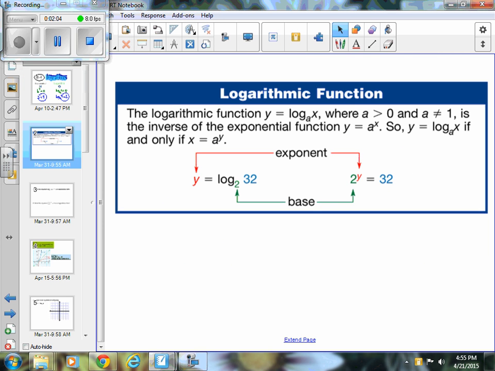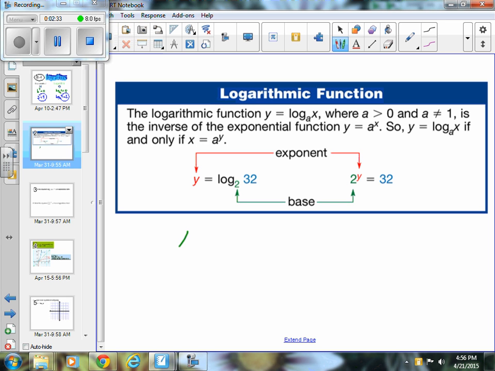All right, so here's the definition from your book. The log function, y equals log base a of x, where a has to be greater than 0, so the bases are positive, and they can't be 1, because that wouldn't be very exciting. 1 to a power is always 1. It is the inverse of the exponential y equals a to the x. So we have that back and forth idea. They have another example here to show you: 2 to the y equals 32. That means log base 2 of 32 would be equal to y, going back and forth.